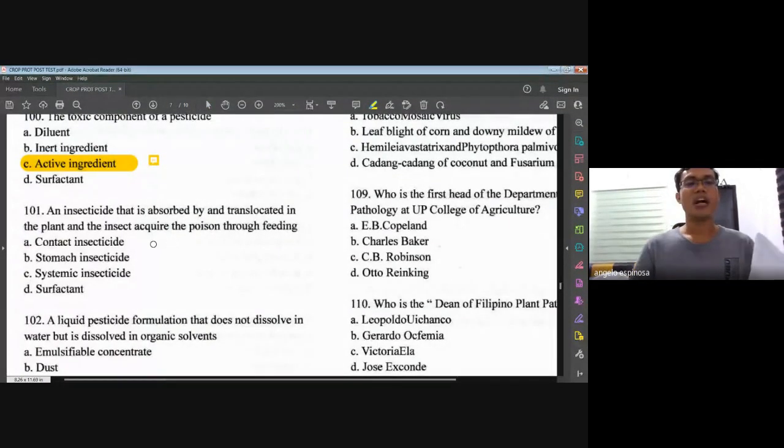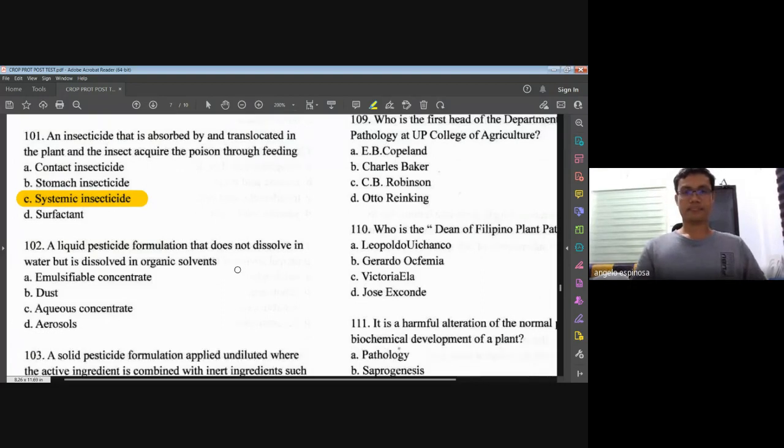Okay? Number 101. An insecticide that is absorbed by and translocated in the plant, and the insect acquires the poison through feeding. Okay? The correct answer for that is letter C, systemic insecticide. Because through feeding, you put it in the food.